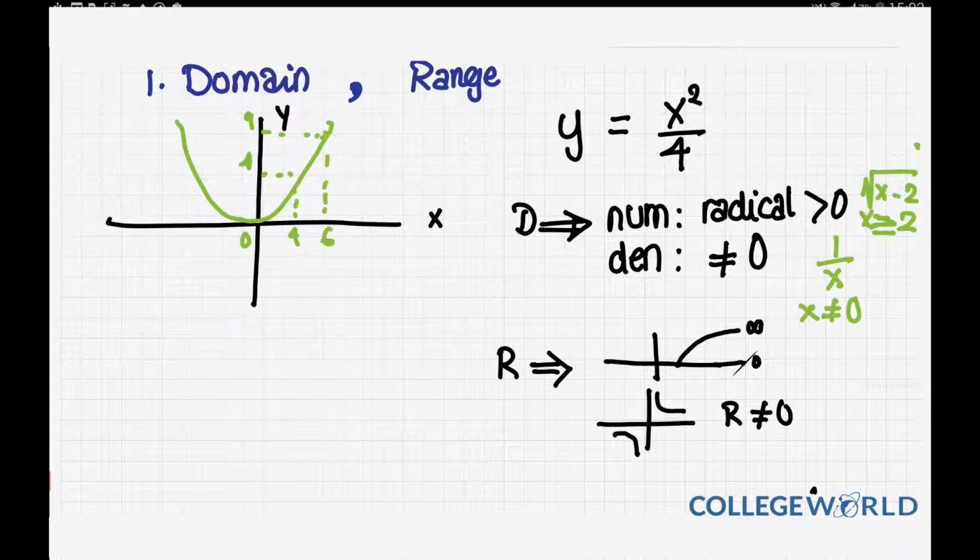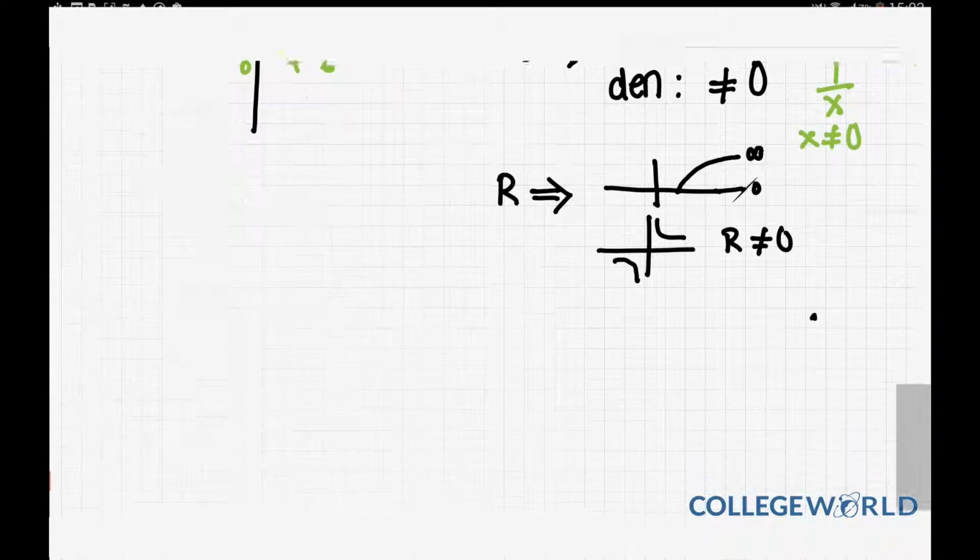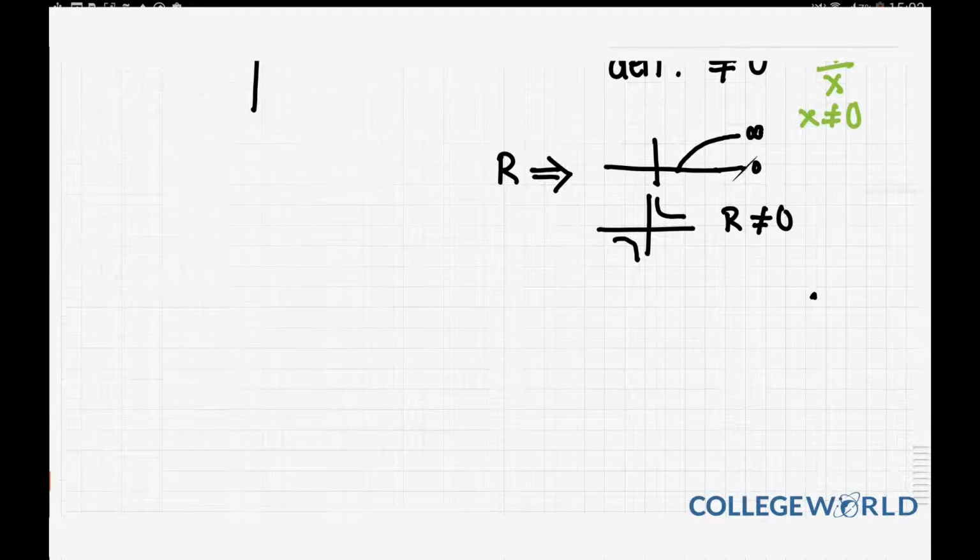For the second one, where it's 1 over x, you know your graph is actually like this, and your range is everything but 0 again, because your x-axis is going to turn into an asymptote. So this is the quick recap of what your domains and ranges are.